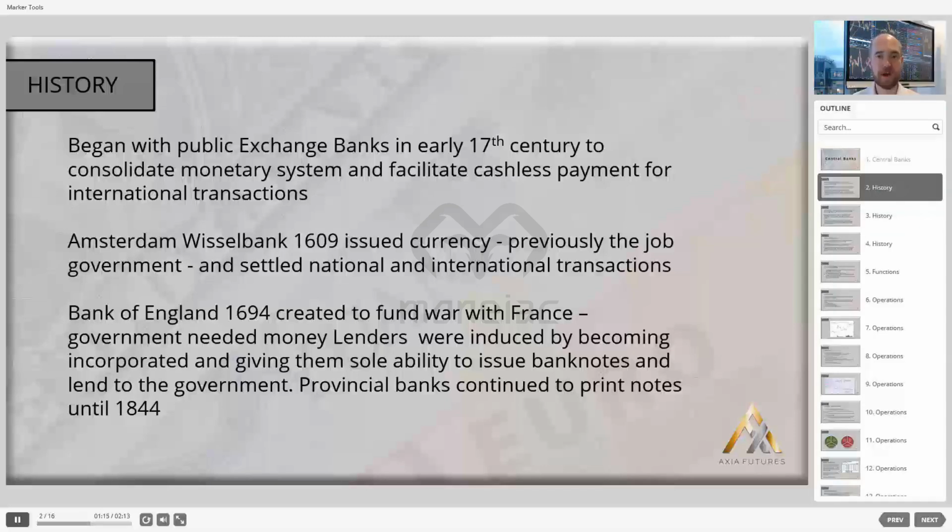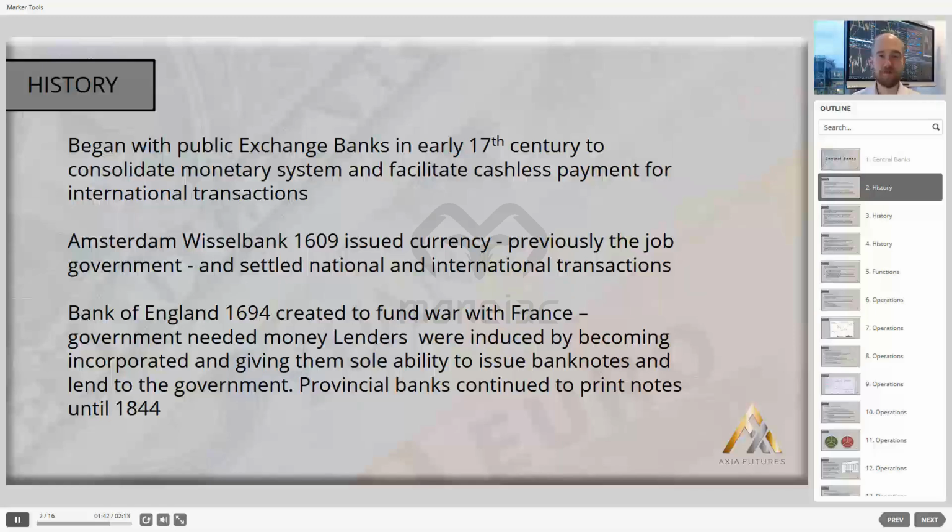Modern central banks, you could say, have then further built up from the Bank of England's establishment in 1694. Now this, as with many banks and many bonds in the past, was created to fund a war, the Nine Years' War with France. UK government needed money. At the time, the UK government's credit was pretty poor. There was a distinct lack of willingness to lend to the UK government.